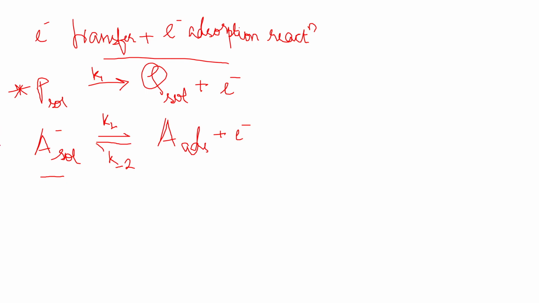Why site balance? Because of this A adsorb that is getting formed. Some ions from the solution are getting reduced onto the surface of the electrode. So if I say that theta is the active site fraction, A adsorbed is occupying theta sites on the electrode surface. Now my question is, what is the reaction rate for the forward reaction of reaction 2?